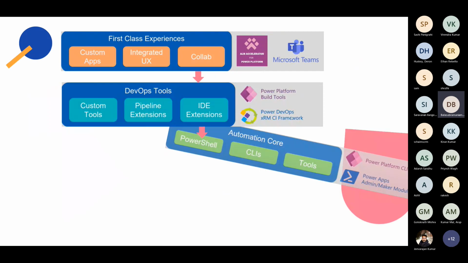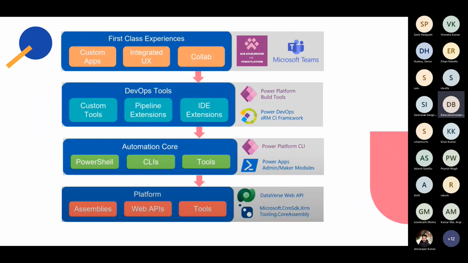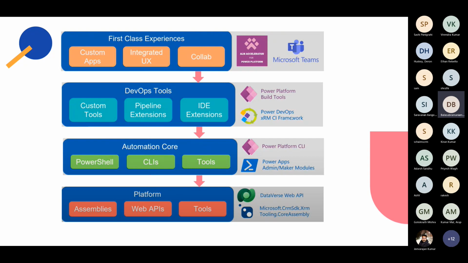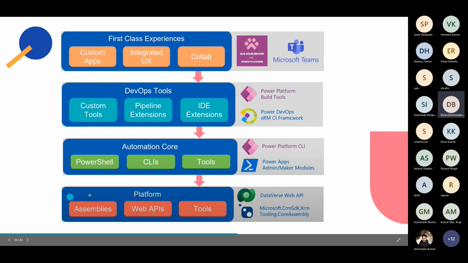Next, we'll see the ALM tooling stack. In this ALM tooling stack, in the Power Platform, we have the assemblies, web APIs, tools. The first phase defined here is the customizations we'll be doing on top of the Power Platform. Based on the requirement, we'll write web resources, or some custom assemblies, or come up with some web APIs. All those will be built here. We'll be leveraging the Dataverse web API, or we'll be using the core assemblies, and we'll be building this.